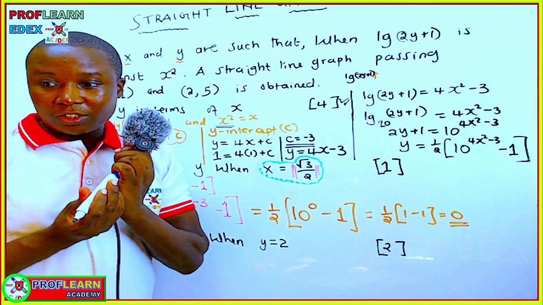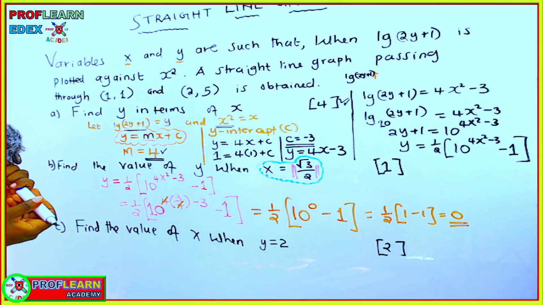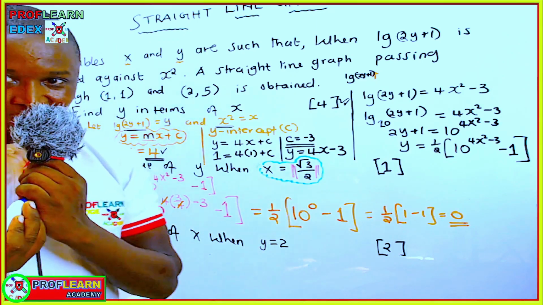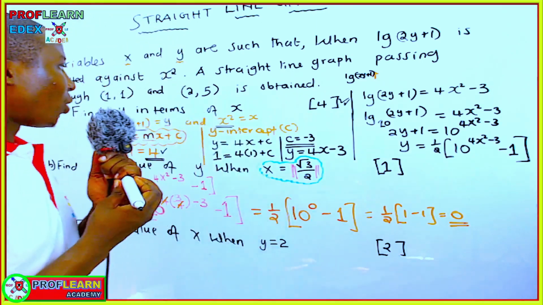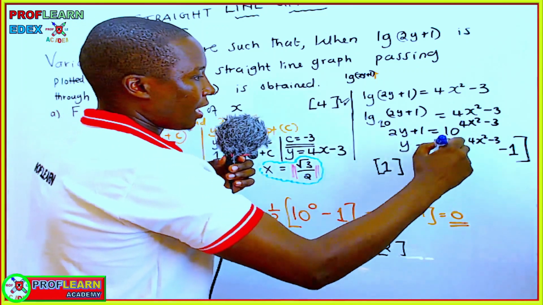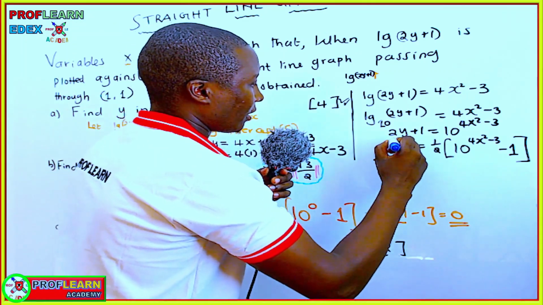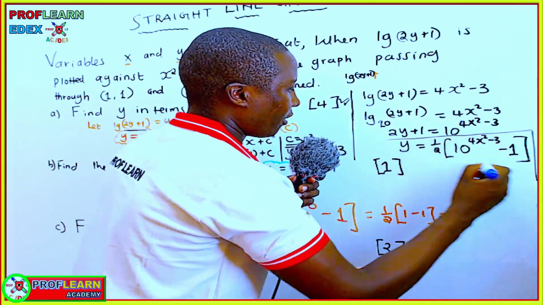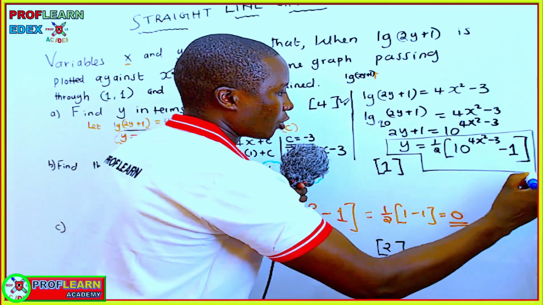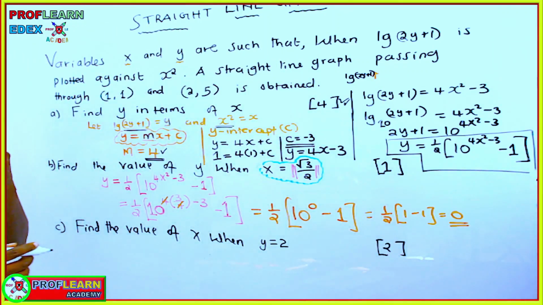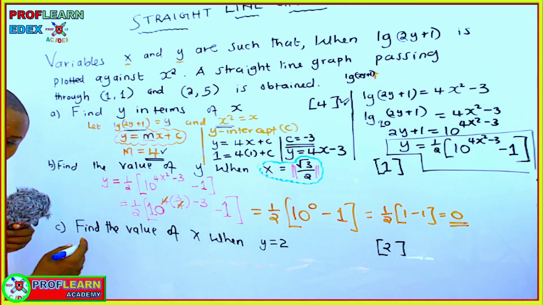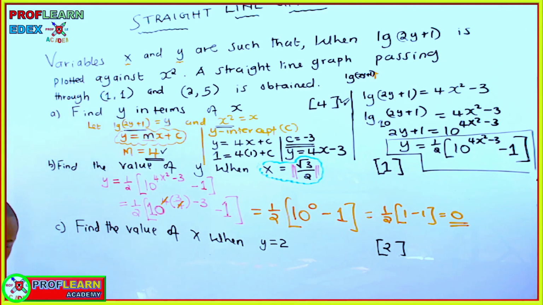Then the next question: we are supposed to find the value of x when y is 2. Already we have the equation for y. This is the equation that we had for y. So what will be the value of x when y is 2? We are going to start looking at this question from here.